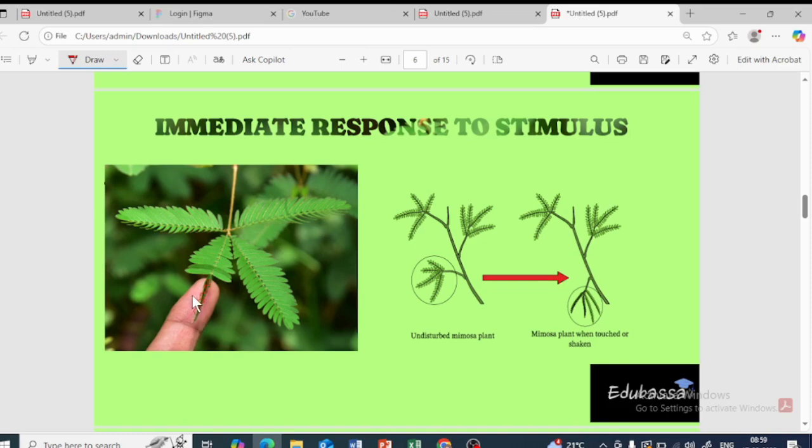So since it is very sensitive to the touch, what happens? The water present in the cell will get out of it, and the cells will shrink, and hence all the information is passed, and all of these leaves are folded, and hence it gets drooped. You can see here, first it will be like this, then it becomes drooped, isn't it? So first it is the undisturbed mimosa plant, then the mimosa plant when it is touched or shaken, because it is very sensitive.